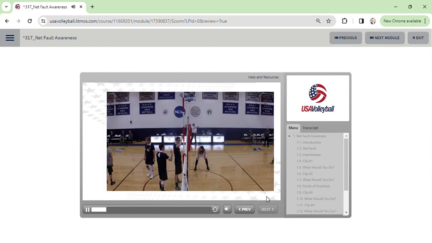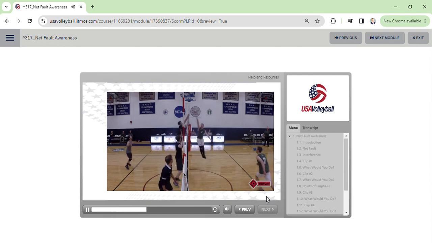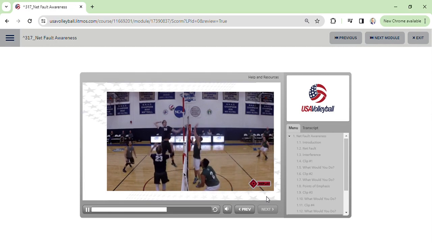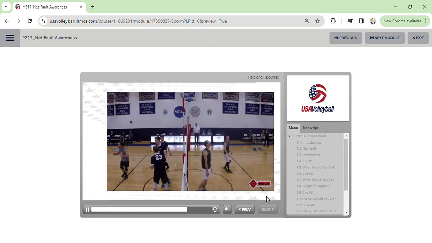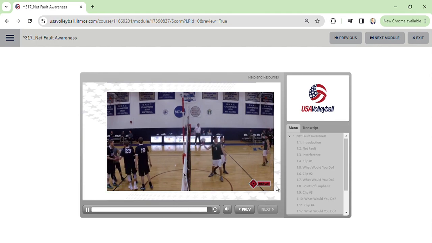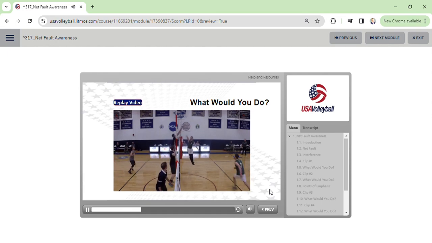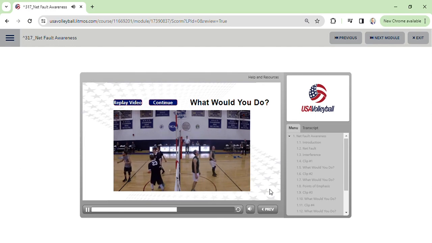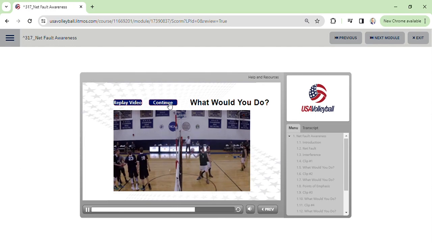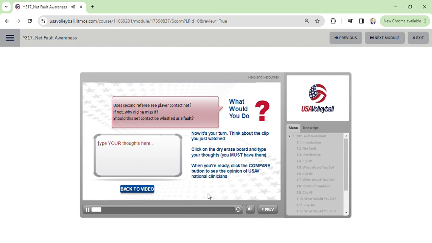In this next clip, you again see a blocker contact the net near the bottom tape. Watch again and ask yourself these questions. Does the second referee see the contact? If not, why does he miss it? Should this net have been whistled? Type your thoughts and watch the video again if you wish. When ready, click on the Compare button.